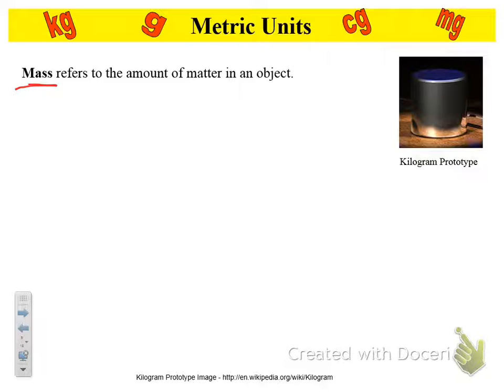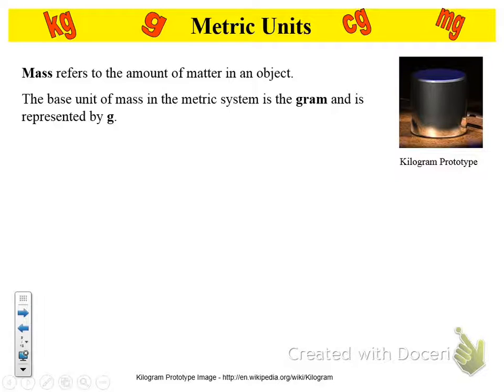Take a glance at number 4. Who thinks they can read it and fill in the blanks? All right, Luke, go for it. The base unit of mass in the metric system is the gram, and it is represented by g. Good. So we filled in number 4. The base unit in the metric system is gram, and it's represented by that lowercase g.